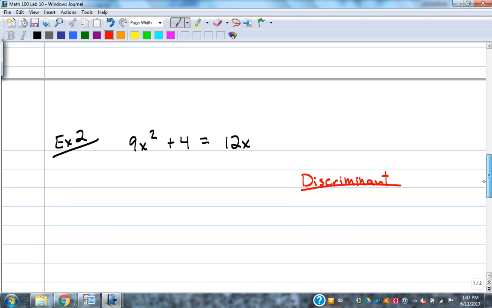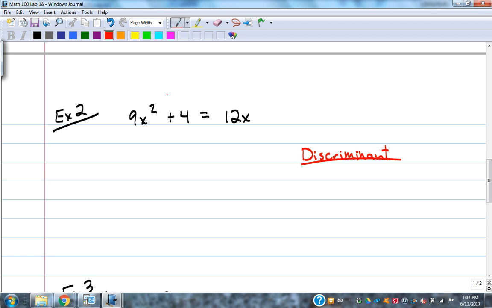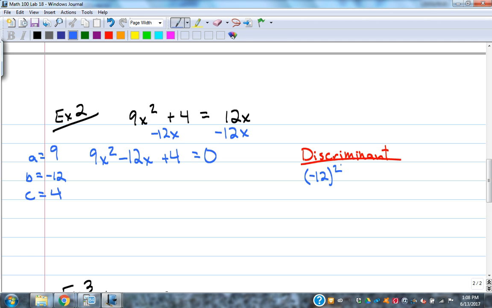Let's look at example 2. We have 9x squared plus 4 is equal to 12x. That is not in the right form. We need to get it equal to 0, so we're going to subtract 12x. So we have 9x squared minus 12x plus 4 to get it in the correct form. That gives us a, b, and c of 9, negative 12, and 4. Let's find the discriminant: negative 12 squared minus 4 times 9 times 4. It'd be 144 minus 36 times 4.